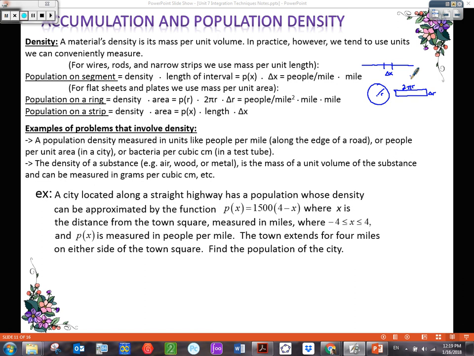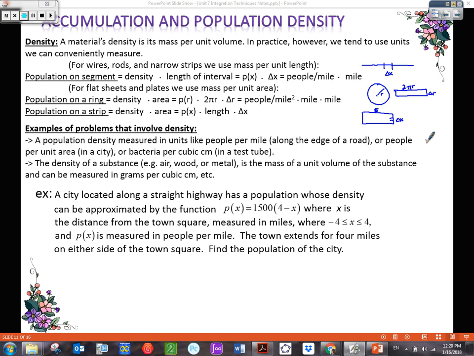The last one is population on a rectangular area, like a whole strip of rectangular area. In this case, we still have to multiply the density times the area, and the area takes on length. So we'd have our density formula, which is p of x, or whatever variable we're using, and we multiply by the length. So let's say in this case, whatever the length is, 5. And then this would be our dx, depending on which way we were going.